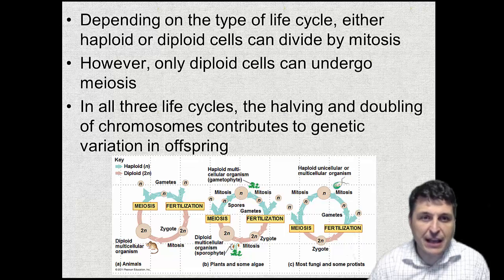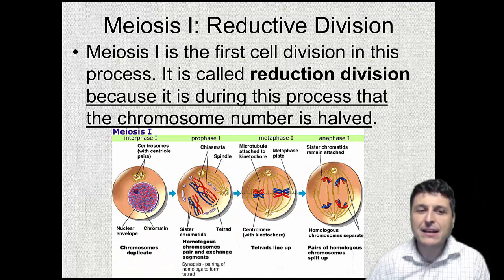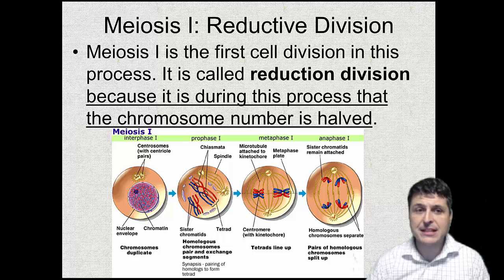In all three life cycles, though, the halving and doubling of chromosomes will actually contribute to the genetic variation in the offspring. So the meiotic process is very important in creating that genetic diversity. To do that, we'll have to examine that process more closely.